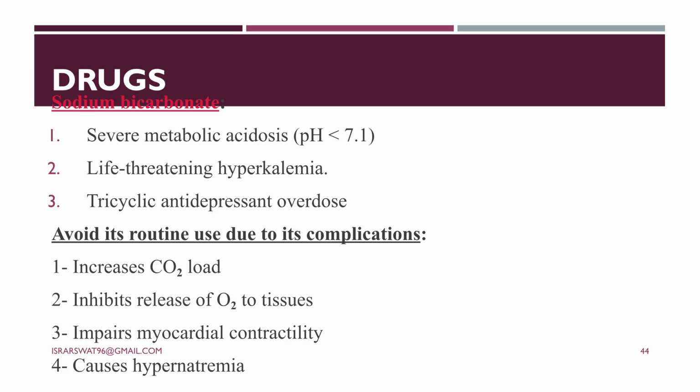Routine use of atropine in PEA asystole is not beneficial. It is indicated for sinus bradycardia, or AV block, causing hemodynamic instability. The dose is 0.5 milligrams IV, repeated up to a maximum of 3 milligrams.